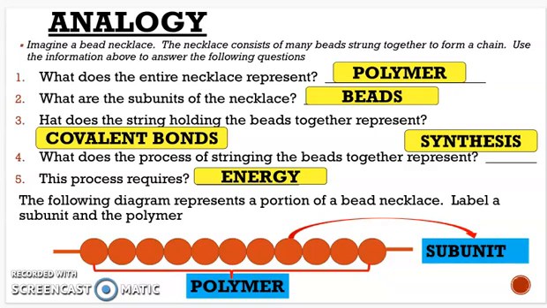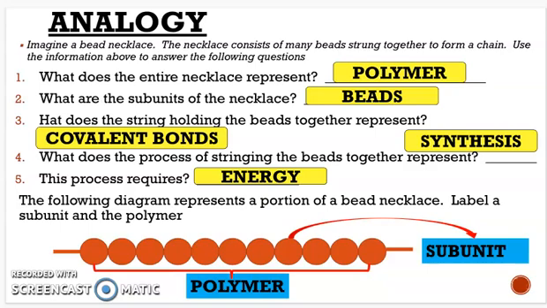What are the pieces or the subunits on the necklace? Those are the beads, so those are called the monomers. Now, when we have all of these monomers bound together to form a polymer, how do we represent the string? The string is going to be the covalent bond. And the process of stringing the beads together is called synthesis, specifically dehydration synthesis. And this process requires energy.